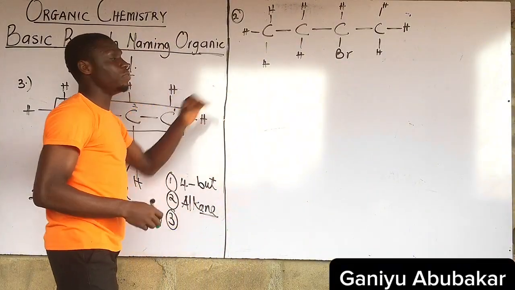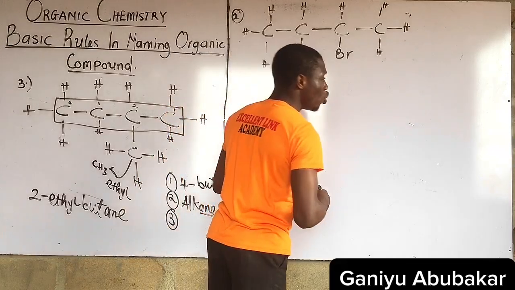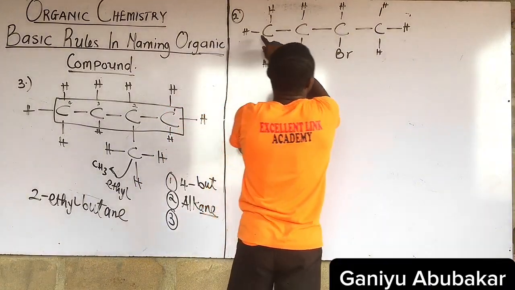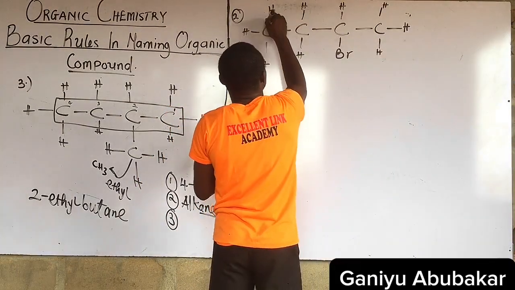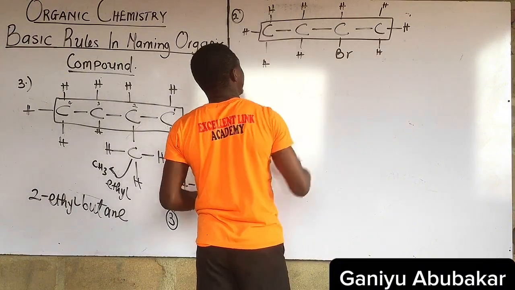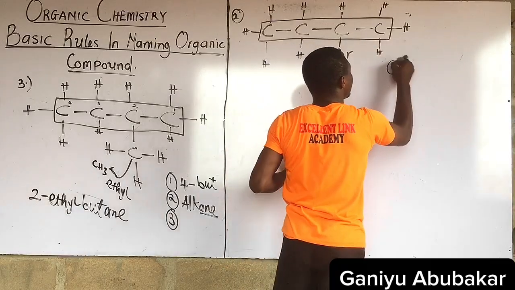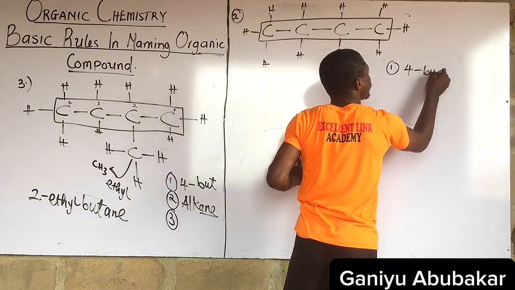Let's name this compound here. How do you name this? We said rule 1 says select the longest continuous carbon chain. Of course, this is the longest here, so I have this one as my longest continuous carbon chain. Let's count this: 1, 2, 3, 4. This is 4, and 4 is but.